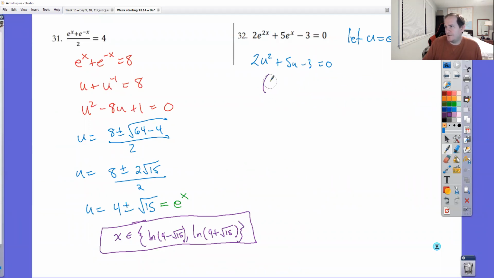So 2 times 3 makes 6. So if I go 2u and u, I know the factors of 6 that will give me 5 are 1 and 6. Oh, wait, it could be 2 and 3. You have to actually be careful with 6. When you've got 6 and you're trying to get 5, it could actually go 2 different ways depending on the signs. So be careful. We don't have a 6, we have a negative 6.